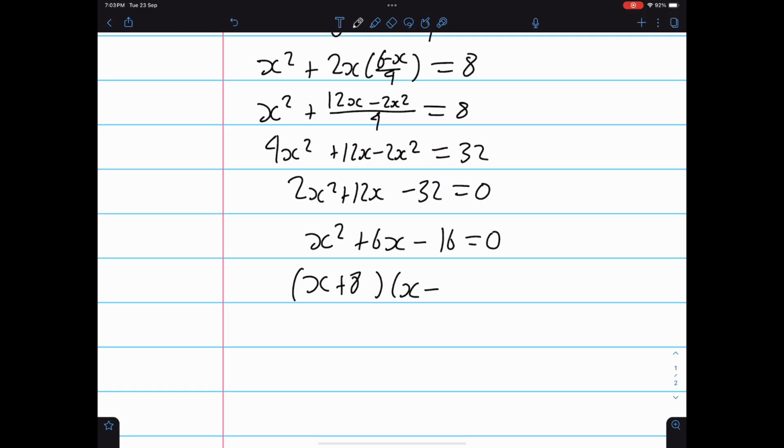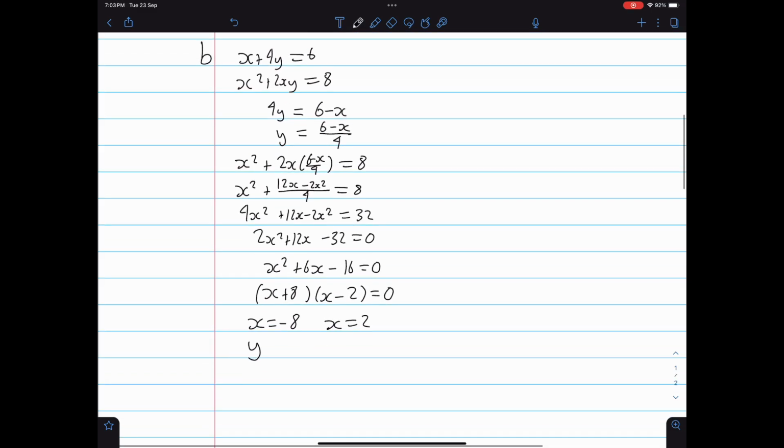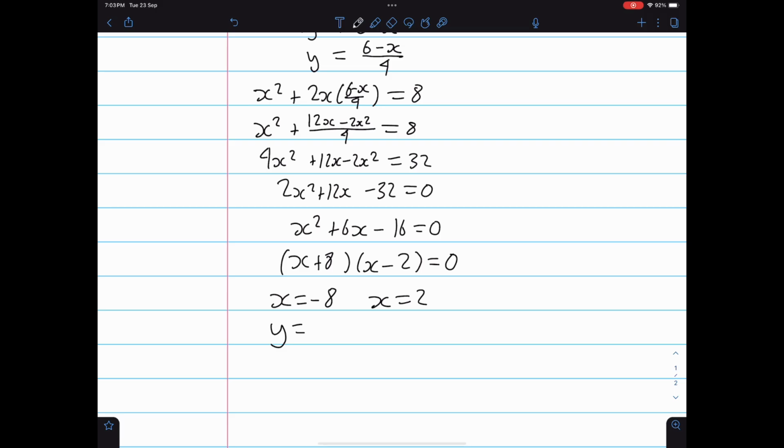And this factorizes as well, very lovely. So x will either be minus 8 or x will be 2. That means y will be, let's see, 6 minus x over 4. So 6 minus minus 8 is plus 8 over 4. That's 14 over 4, which is 7 over 2. Or y can also be 6 minus 2 over 4, which is just equal to 1.